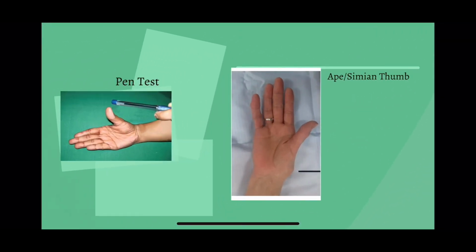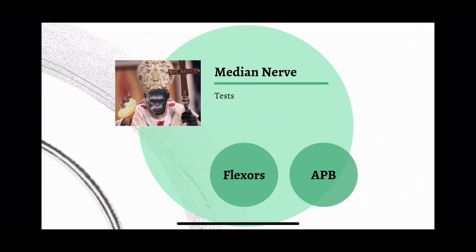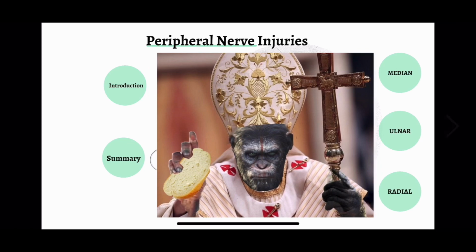And in median, you can also test the abductor function, because adductor is for the one that adds to the life, musicians, ulnar. So for abductor, you have the pen test and the ape thumb because there's loss of abductor function. Ape thumb is the attitude and pen test is the test for median nerve. I hope you know the difference between attitude and the test.